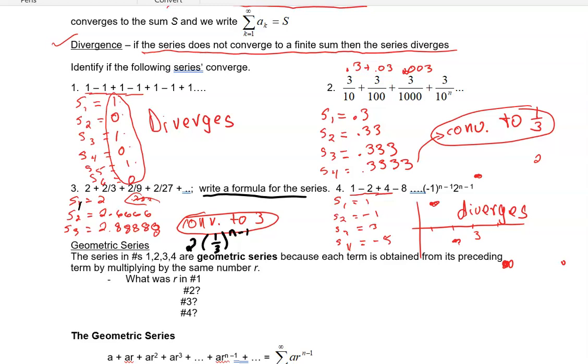So if we go ahead now and test this, plug in your 1, we would get 1/3 to the 0 power, which is a 1. Multiply that by 2, that gives us this first sum. If we went ahead and plugged in 2, 2 minus 1 is 1, so 1/3, and then we'd multiply that by 2.